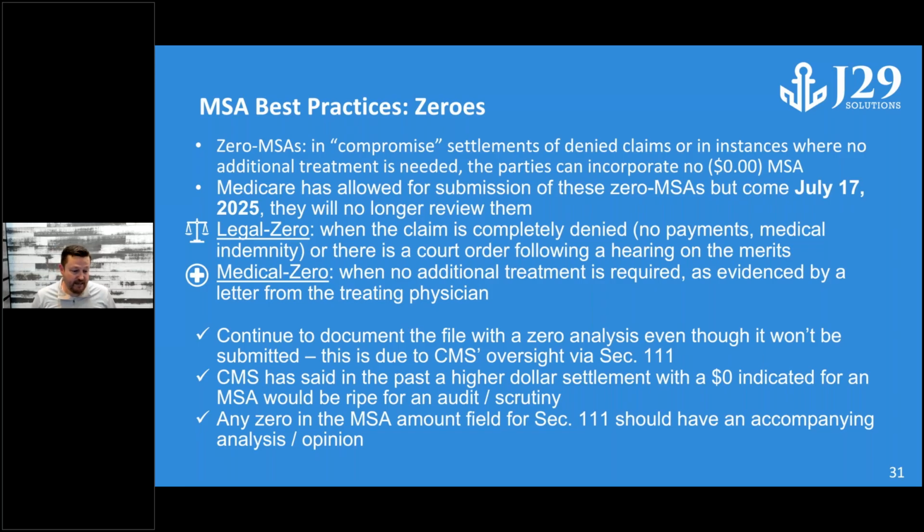And Medicare has said before, I think at the most recent MSPN conference, that if there's a six-figure settlement and $0 in the MSA field in Section 111, that might be a case we want to take a look at. So at least have the claim file documented with respect to the analysis that was gone through for purposes of setting $0 aside. It should have an accompanying analysis and opinion.